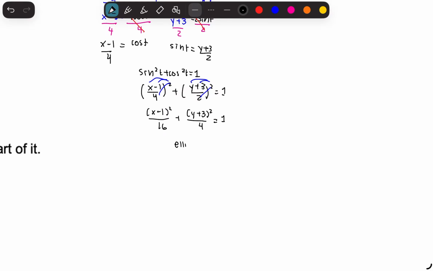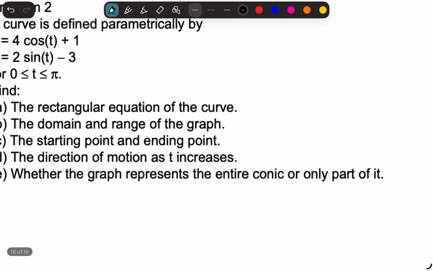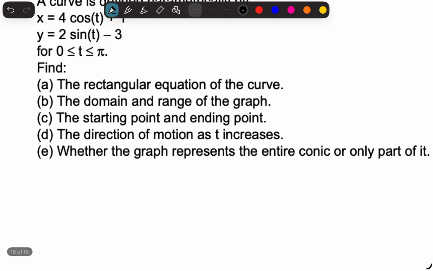So we can see that this is an ellipse because each of the terms has a positive sign in front of it, and we can see that our center (h, k) is going to be 1, -3. Now, what is the domain and range of this? And what's the starting point, ending point, direction of motion as t increases, and also whether this graph represents the entire conic or only part of it.